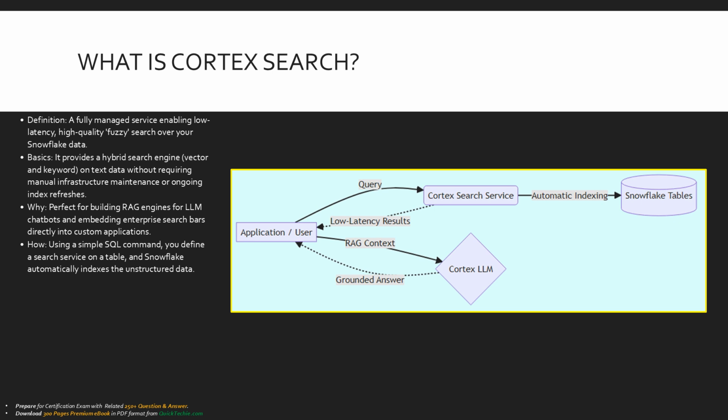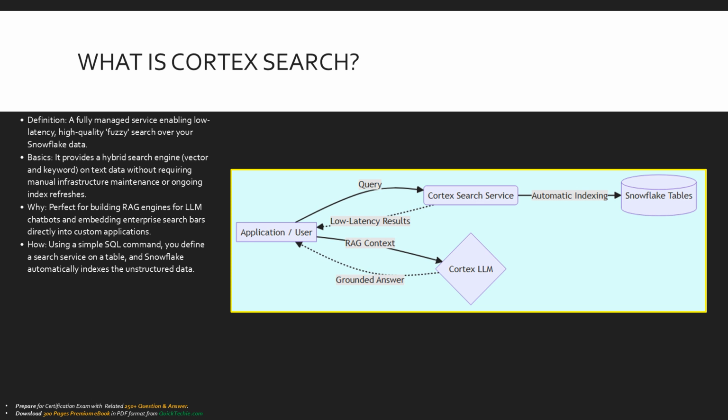Why do we use it? The two primary enterprise use cases are Retrieval Augmented Generation, or RAG, for chatbots, and high-performance enterprise search. By retrieving the most contextually relevant chunks of data and supplying them to an LLM, you ensure your AI applications are grounded in your proprietary truth. And it is incredibly simple to implement, requiring just a single SQL command to initiate the indexing process.